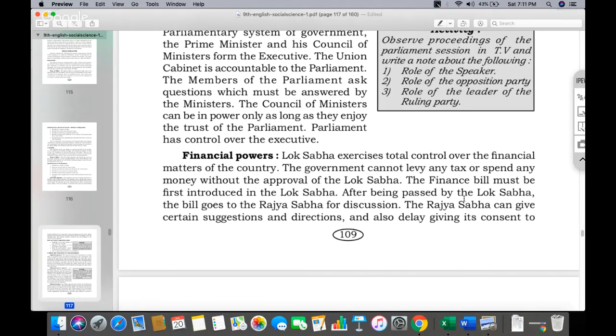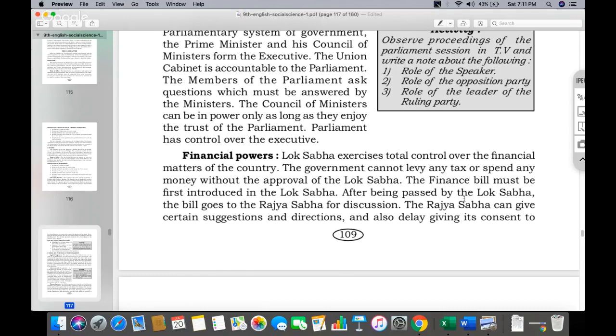And any tax which has to be levied without the approval of Lok Sabha. So if any tax has to come, any tax, it has to be with the approval of Lok Sabha. If there is no approval of Lok Sabha, no new tax can be levied. After being passed by the Lok Sabha, the bill goes to the Rajya Sabha for discussion.